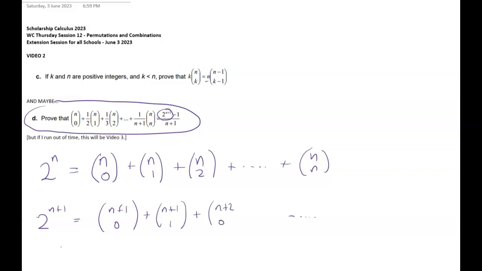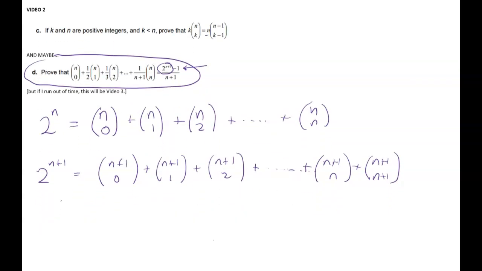Hang on, what am I doing? I don't know where an n plus 2 came from. Right, n plus 1 choose 2 plus ... plus n plus 1 choose n plus n plus 1 choose n plus 1. Now, you'll see that in the numerator here, I need to subtract 1. I've got a couple of choices about how to do that. This is equal to 1, right? And this is equal to 1.